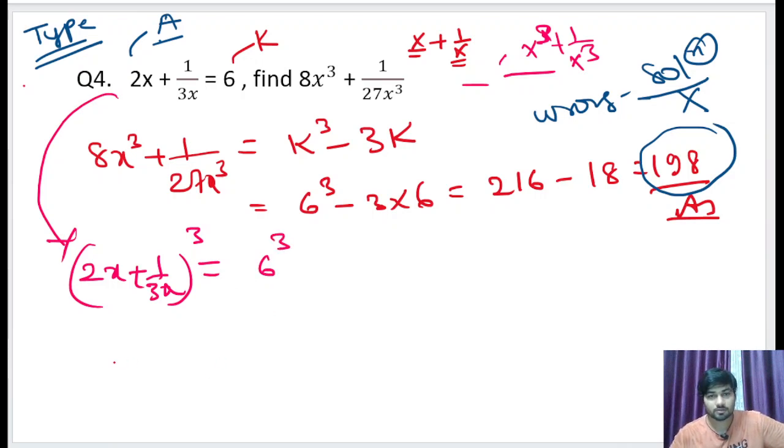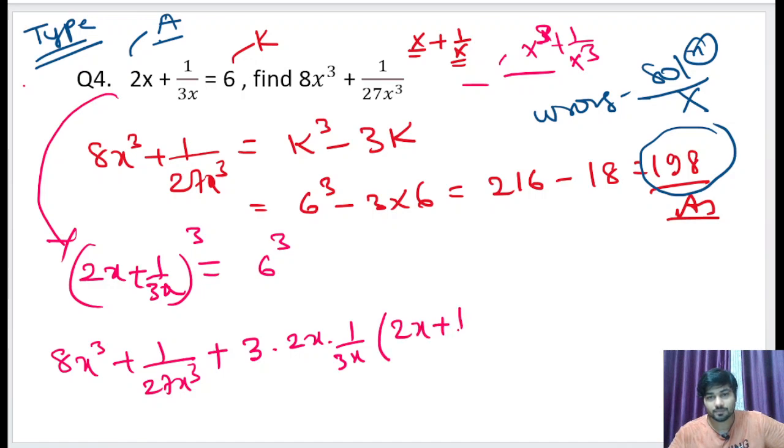Now let me open the bracket or expand the formula. It is 8x cube plus 1 upon 27x cube, definitely, plus 3ab, right? 2x into 1 upon 3x into a plus b. Right, so here it will be 216. Anybody having any doubt till here? No. Now see, I have got this value that is required to be found out.